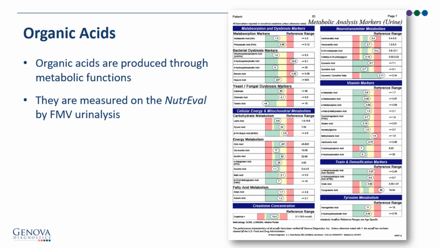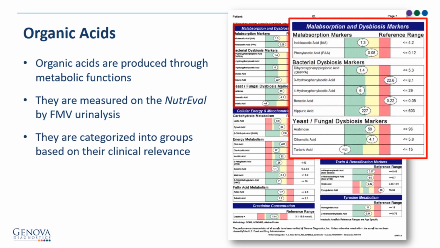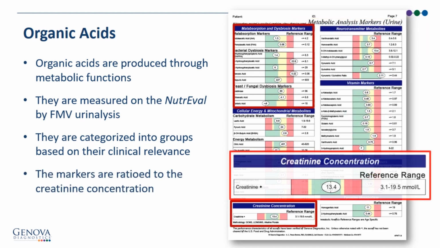Always urine first morning void on organic acids. And they're categorized into groups based on their clinical relevance. So you see here, for example, malabsorption, dysbiosis, yeast fungal dysbiosis as categories in terms of clinical relevance. The markers are ratioed to the creatinine concentration.